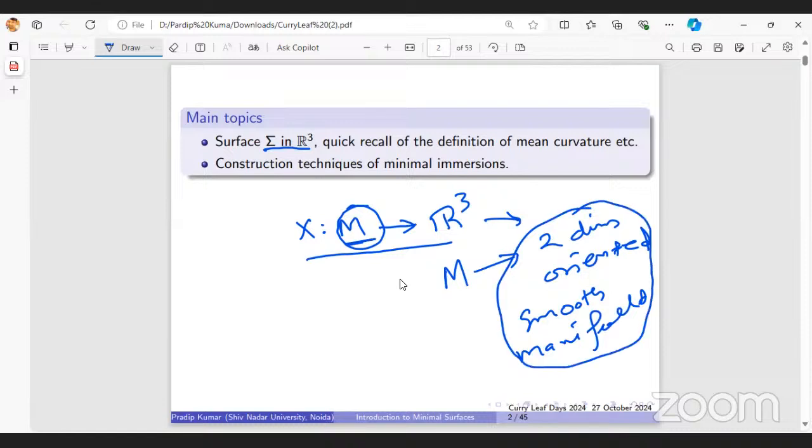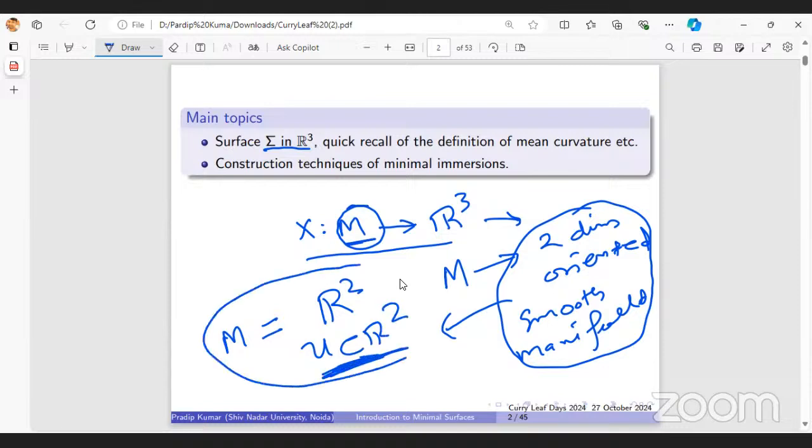If you do not know this, you can just feel that M is R2 or an open subset of R2. Keep this in your mind, and then everything will be very clear. So the first thing is, as I said, I will be very quick. And the second thing, here I will focus on the construction of minimal surfaces.